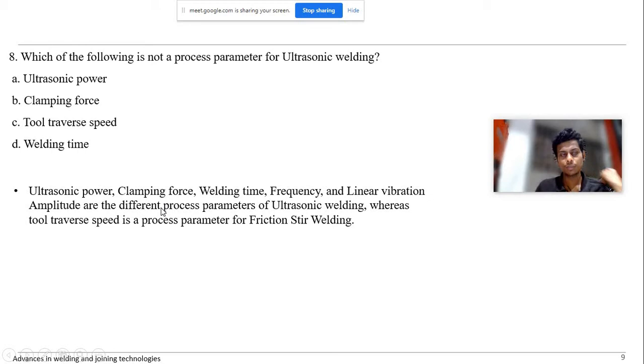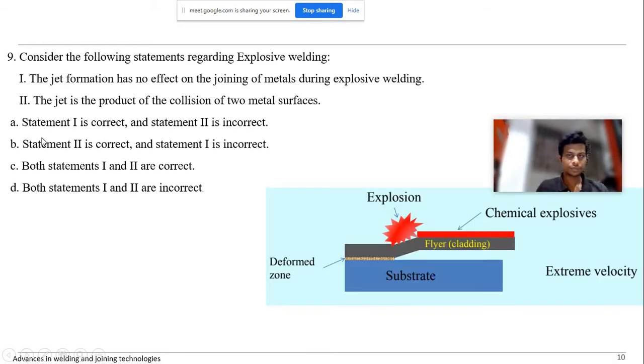The process parameters are ultrasonic power, clamping force, welding time, as I said, frequency, and also the linear vibration amplitude, at what amplitude we are vibrating. These are the different process parameters of ultrasonic welding. Tool travel speed is mainly a process parameter in friction stir welding, where the tool rotates and moves at some speed. Because of that, the frictional heat generated will vary. So 8C is the answer.